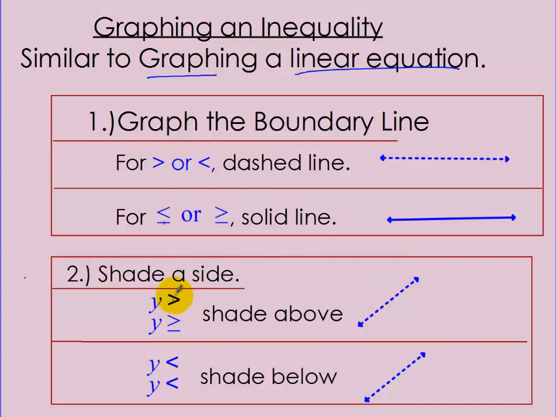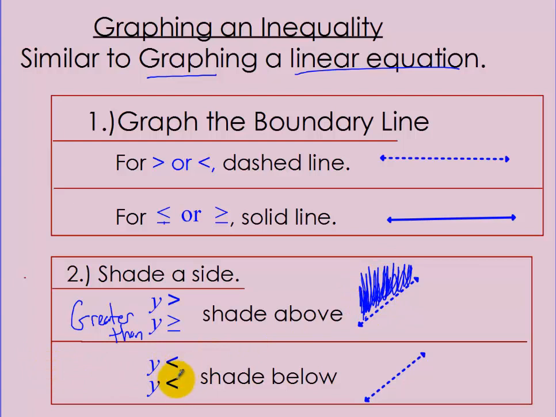How do you know where to shade? Well, if you have y is greater than, or y is greater than or equal to, you are going to shade above the line. So it'd be shading above, just like this. And you never, ever cross the line, or else.